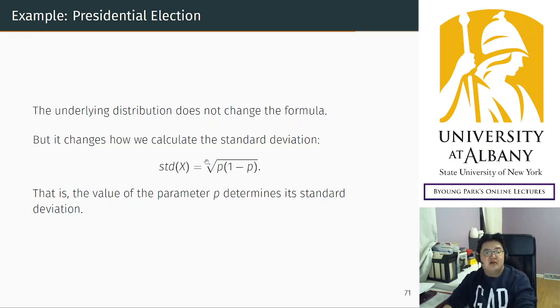And what's strange here is that the standard deviation does not need to be calculated separately, but it depends again on p. It depends on p again. So this relationship will be used again later, right? Okay.